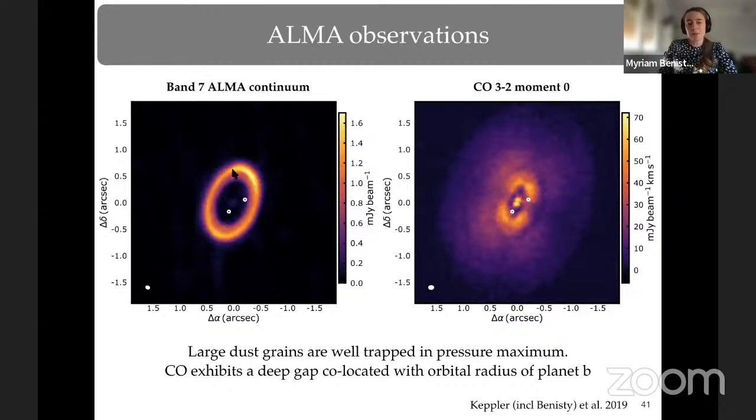With ALMA, we observed the same system and found that the millimeter grains are trapped in the ring, as we expected, outside of the orbit of planet C. And in the gas, we can see that there is a very clear gap around planet B. And that means that planet B is very massive. Otherwise, it couldn't carve such a deep gap in an optically thick tracer.